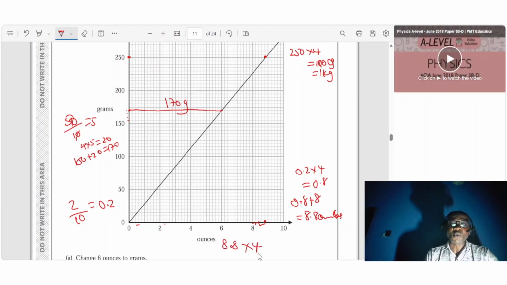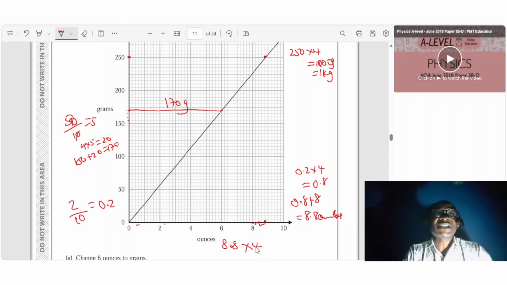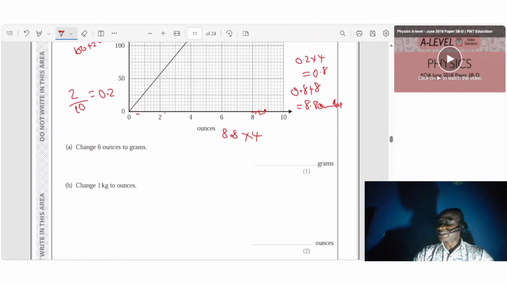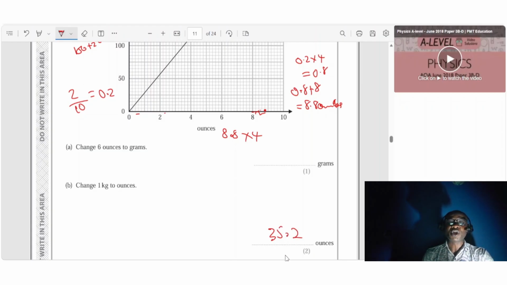8.8 times 4. Why? Because 250 times 4 is 1,000 gram, and 1,000 gram is equal to 1 kg. The question asks us to calculate for 1 kg. Now that I have gotten for 250, I simply multiply it by 4. That will give me the equivalent answer for that. Therefore, 8.8 multiplied by 4 is going to give me the answer as 35.2 ounces.